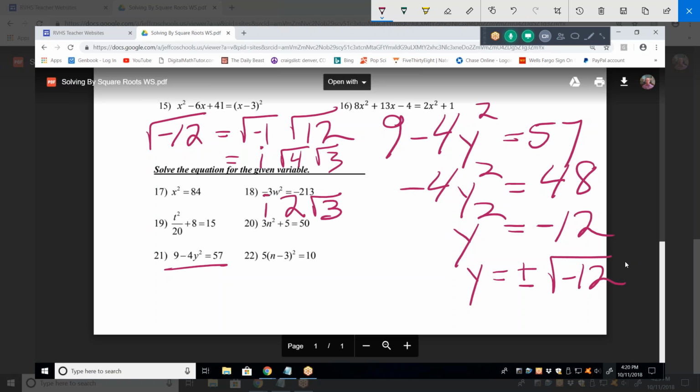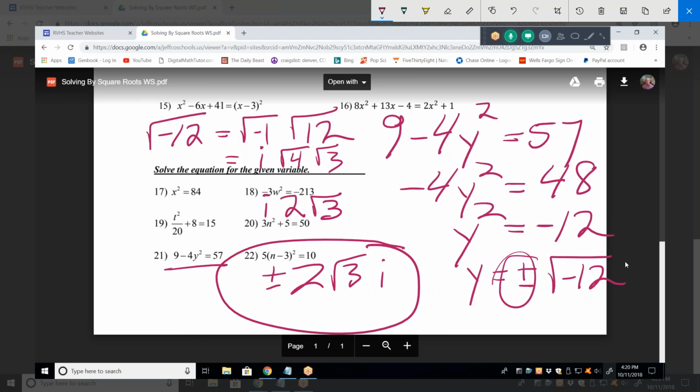I put my i behind it always. So I write it like this. And my plus minus didn't go anywhere, so I still got my plus minus. So this is the answer. y equals plus or minus 2 times the square root of 3 times i, and that i is not under that radical sign.